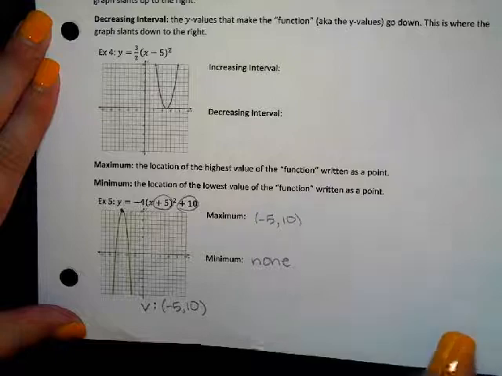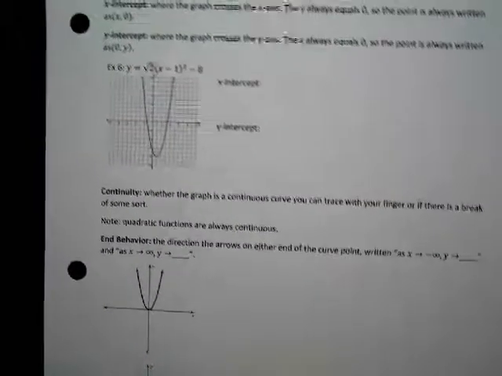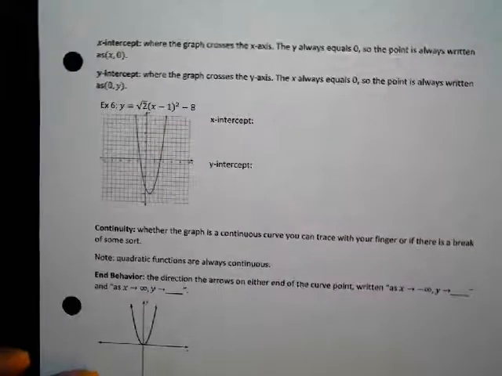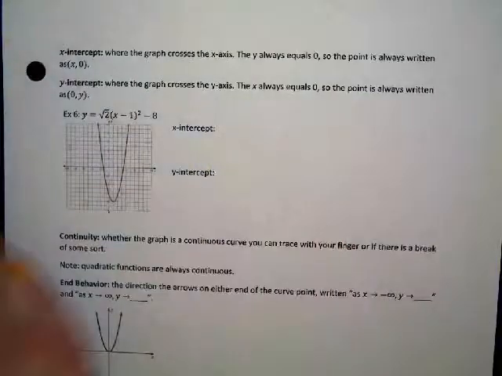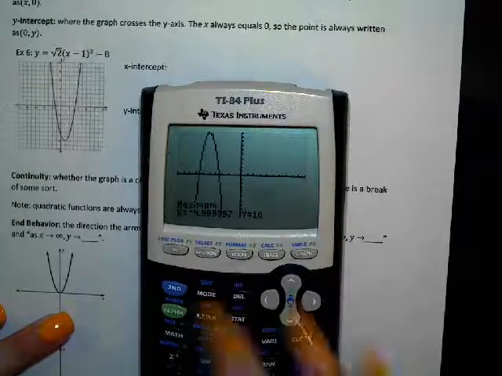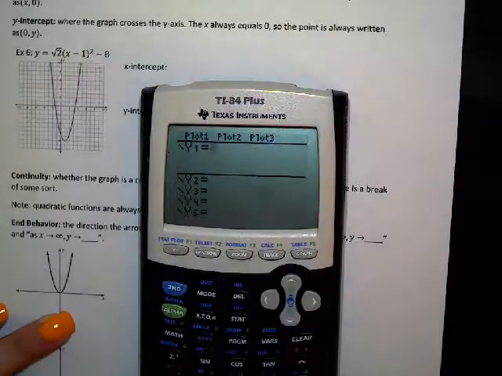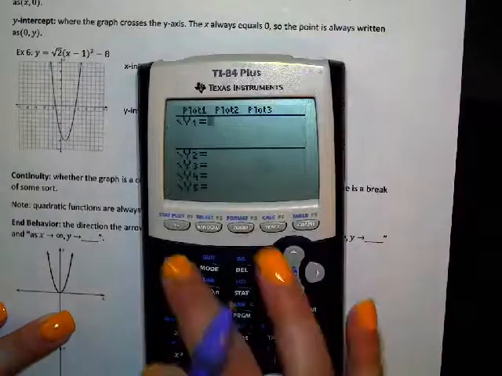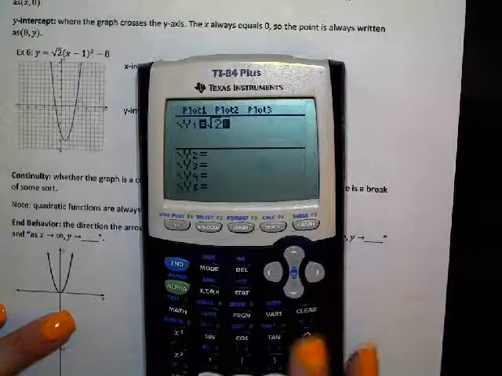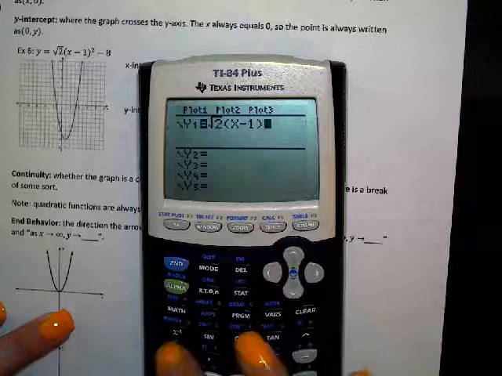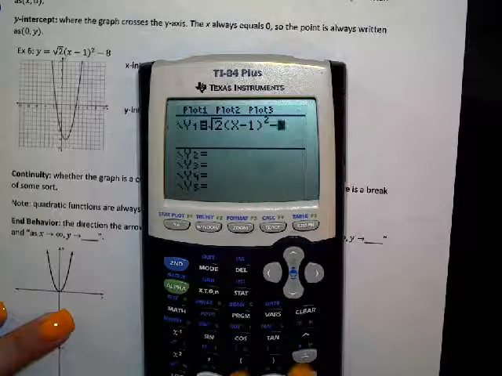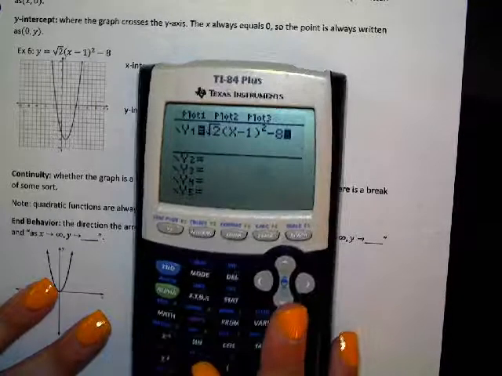All right, turn to the next page. We're going to do the same sort of thing, but we're going to find the x-intercept and y-intercept using a calculator. So let's go here. We've got another equation, so I'm going to go ahead and clear this out. So I've got square root 2, I'm going to type that in, square root 2, parenthesis, x minus 1 squared minus 8. Okay, x minus 1 squared minus 8. I'm going to go ahead and graph it.